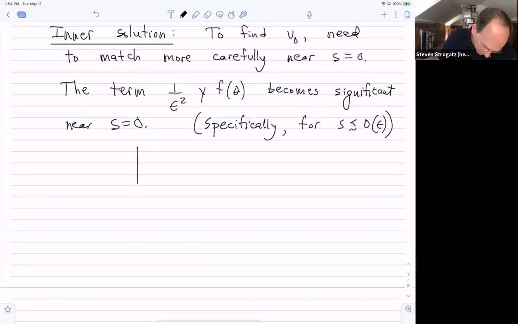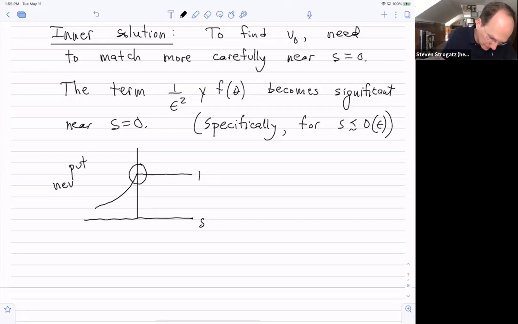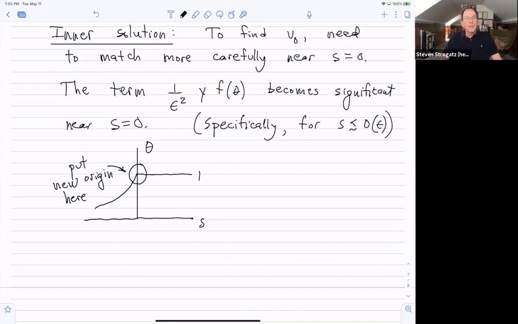If I draw theta versus S with what I believe to be the case, it looks like one and then something that exponentially decays. And I want to put my new origin in here. I want to focus on what's going on near that corner. This is theta versus S. And so you can see theta looks like it's behaving linearly with S on this side of the corner.